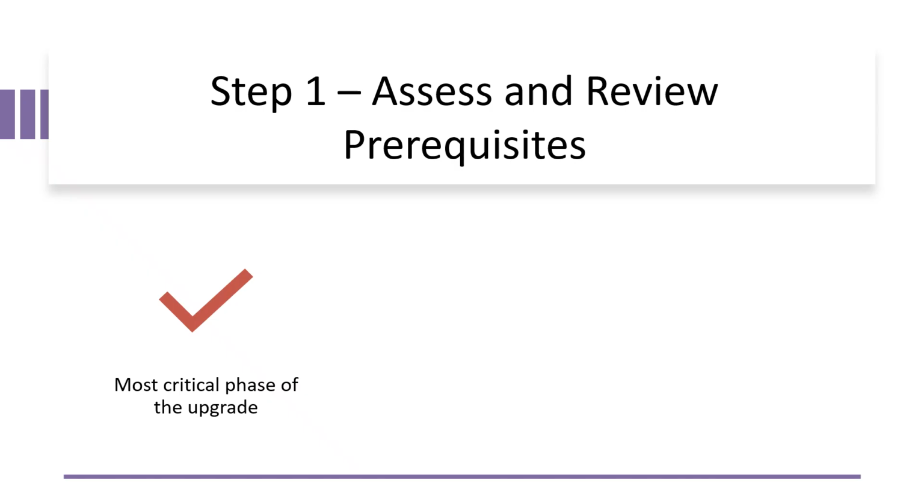The warning symbol here is very intentional. If this phase is rushed or skipped, pre-checks will fail later, upgrades will get stuck in the middle, and rollbacks become very complicated. Then the downtime increases in production support. So most upgrade failures happen because this step was not done properly in the early stages.